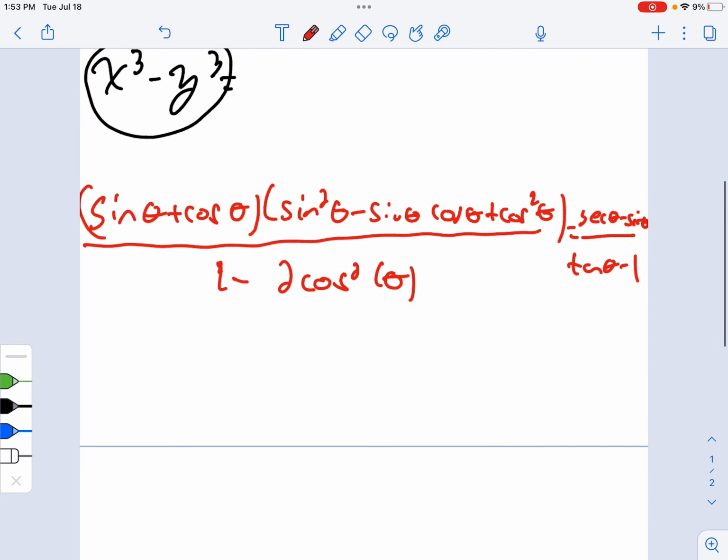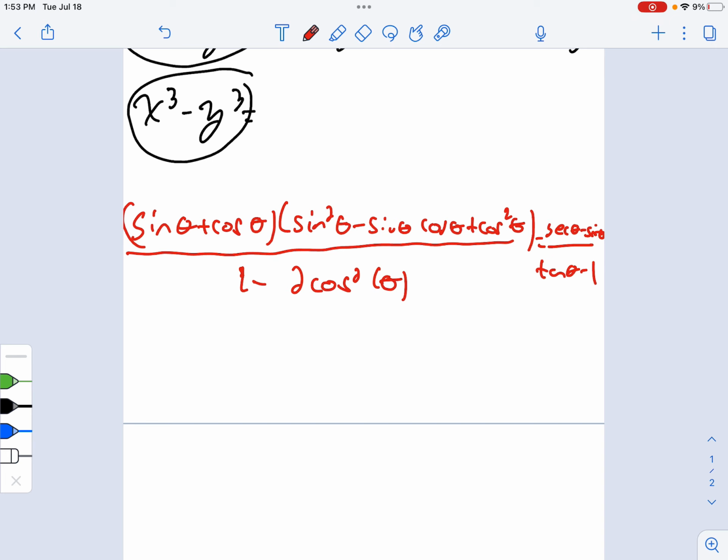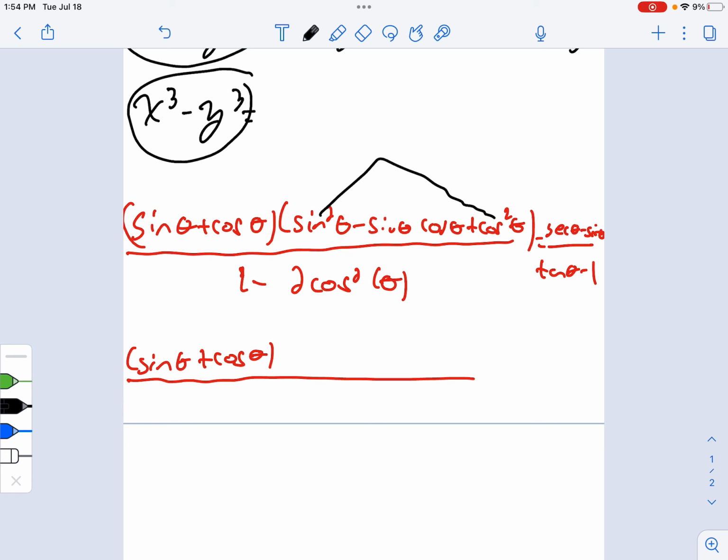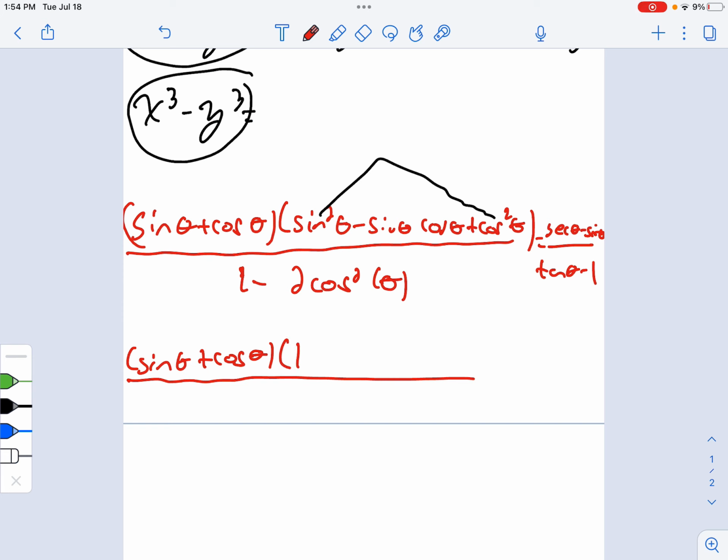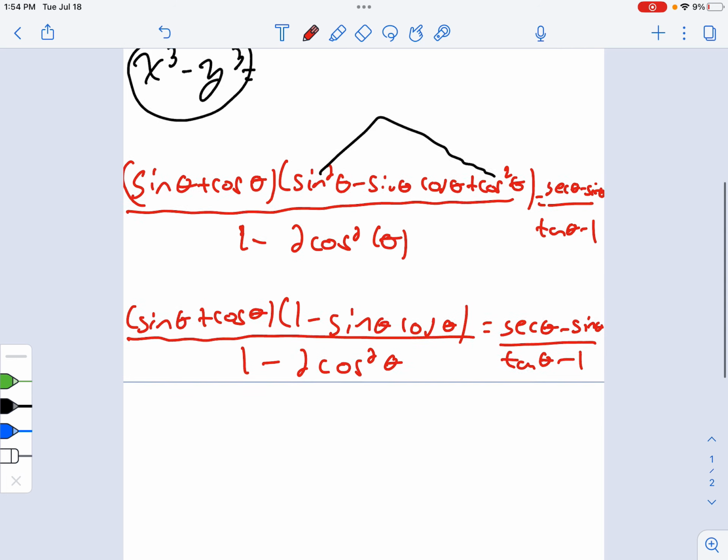Okay. All right, and looking at that left-hand side, I see that I have sine squared plus cosine squared. So that's going to give me 1. So you get 1 minus sine theta cosine theta over 1 minus 2 cosine squared theta, and on the right, theta minus 1.